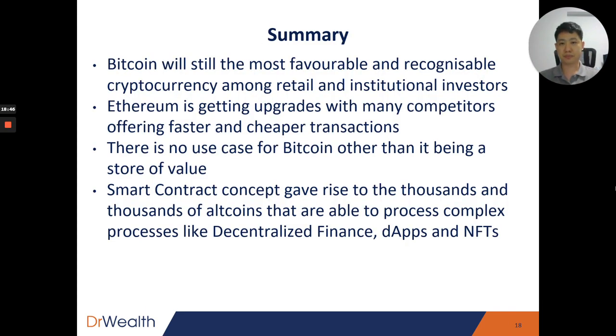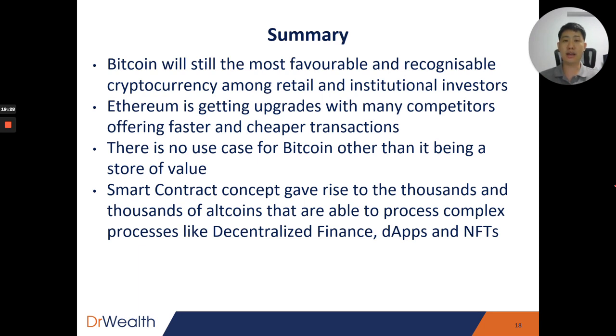So in summary, Bitcoin will still be the most favorable and recognizable cryptocurrency among retail and institutional investors. Whether you're newly coming in to buy cryptocurrencies, Bitcoin will always be the first one on your plate, while Ethereum will be the second. Ethereum is always upgrading, with Vitalik Buterin and his team continuously upgrading it. Even though it was released in 2015, Ethereum has gone through multiple upgrades and they're still continuing more upgrades along the way, where Ethereum 2.0 is scheduled probably next year in 2022.